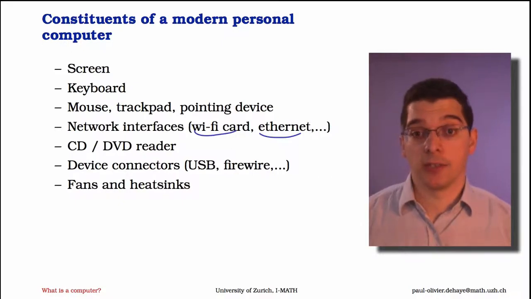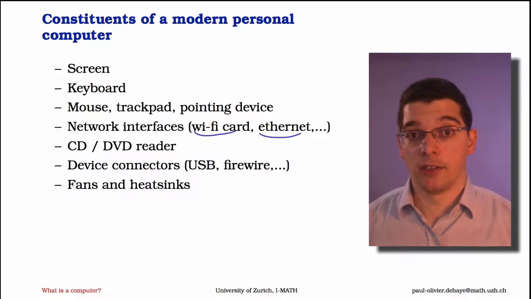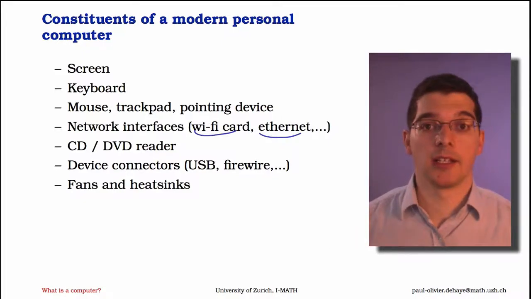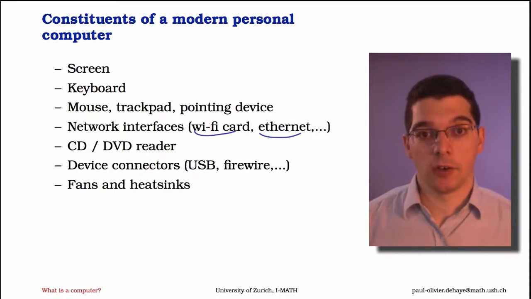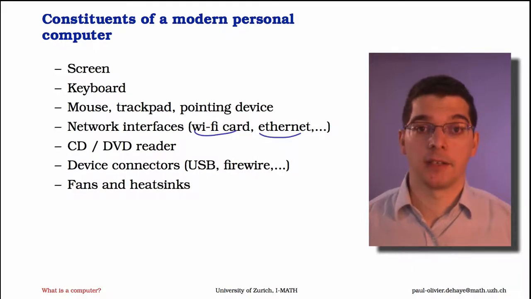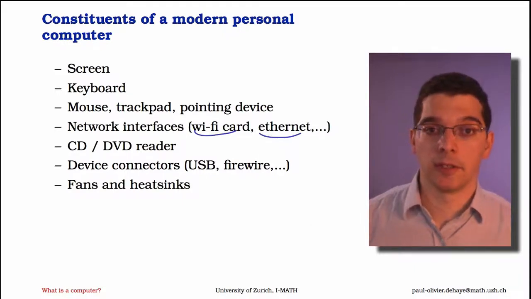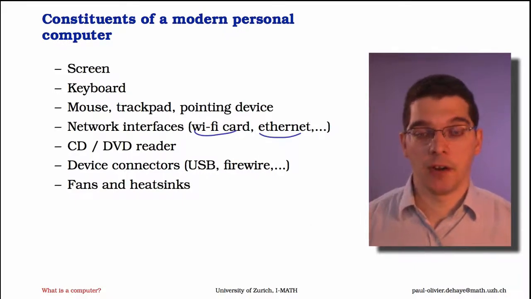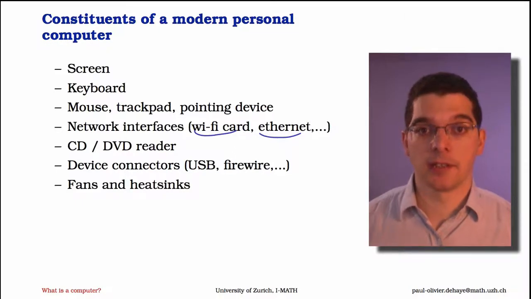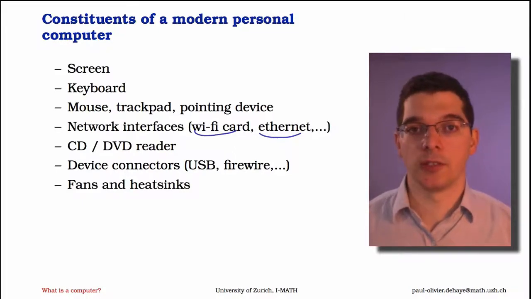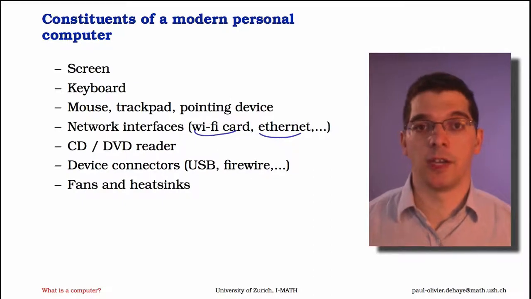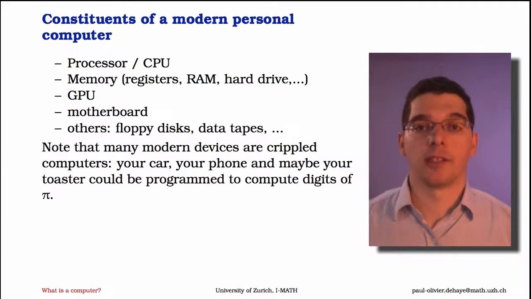The heat sinks actually work like an inverse radiator. They are in contact with the very hot stuff and expose a lot of surface to the air, and in this way try to dissipate the heat. So you know about all those constituents. You see them from the outside or you can hear them. But there are some more inside.